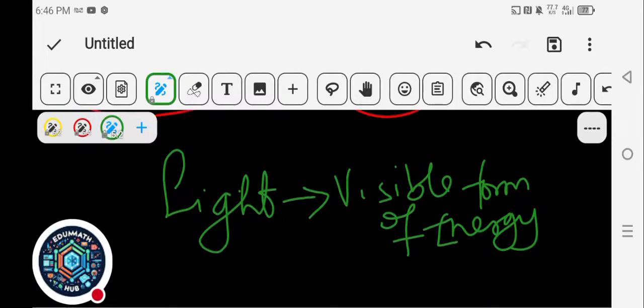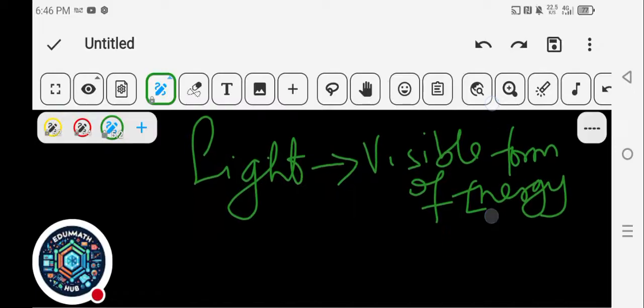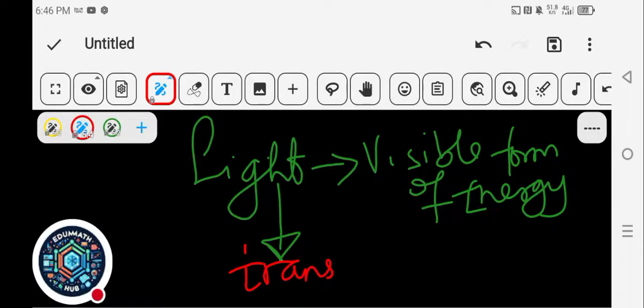Now, what are the properties exhibited by light? The first thing to note is that light is a wave. It's a form of disturbance which travels from a particular medium. So, knowing that light is a wave, what kind of wave is light? Light is a transverse wave. I'm going to explain it. Don't worry.